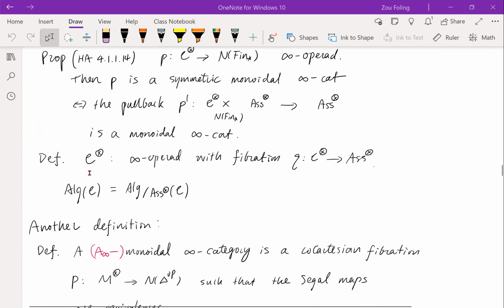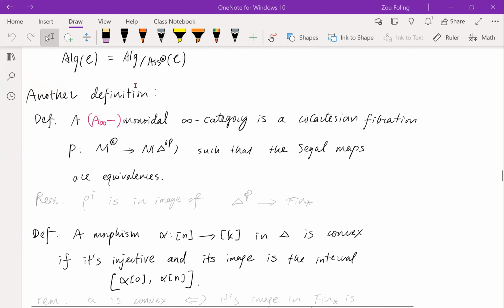Okay, and now I can talk about algebra in C, with C being an infinity operad with a fibration to the associative tensor. We said that if we want to look at algebra over an operad, we had better have the category to start with be a fibration over it.